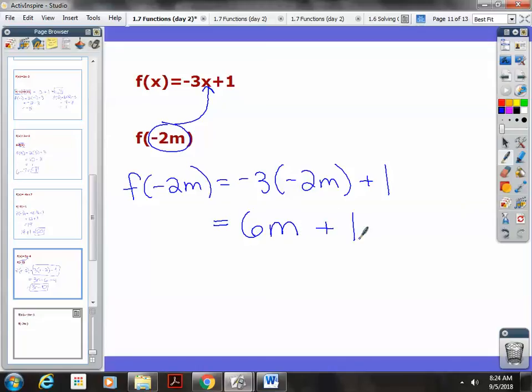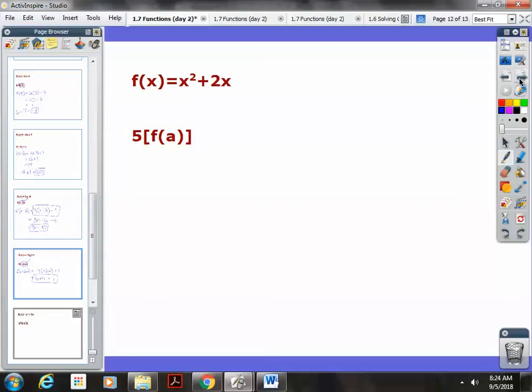plus 1. Can I add 6 plus 1 and say 7m? No. That's all I can do. These are not like terms. 6m plus 1. Okay, I've got one more. This will be our last one.